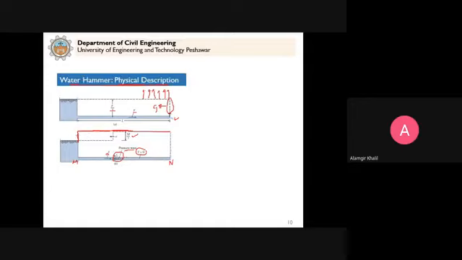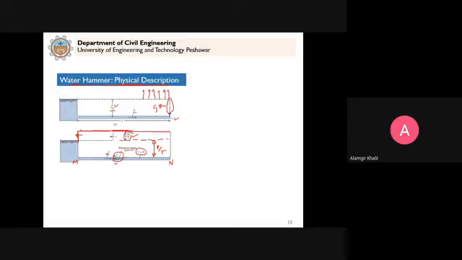When it reaches here at this point, you see all the points in the pipe experience an increase in pressure, delta P by gamma, from the normal pressure. So what will be the total pressure? P by gamma plus delta P by gamma. This will be the total pressure because the normal pressure is P by gamma. So as a result of water hammer, the total pressure is P by gamma plus delta P by gamma. Clear?